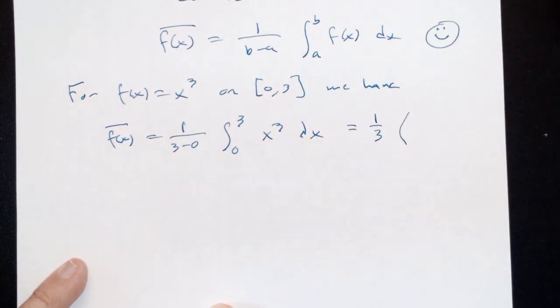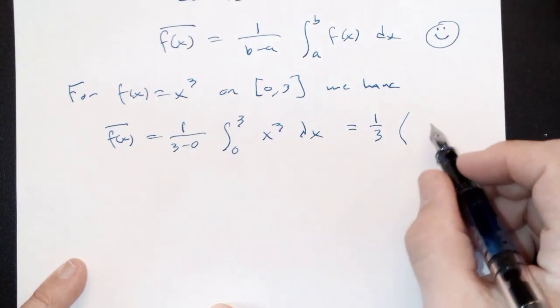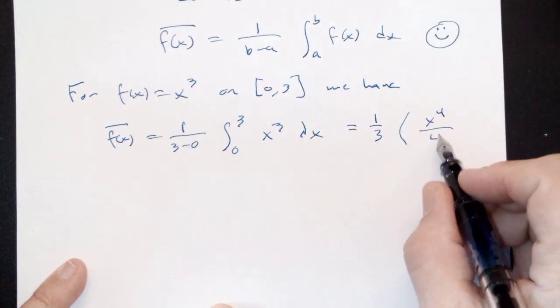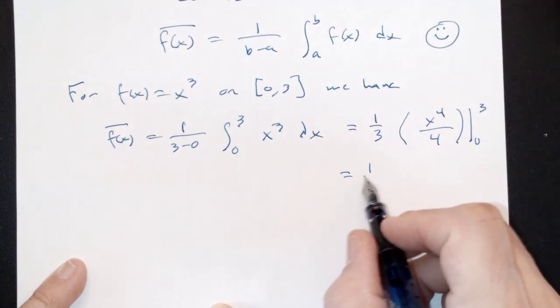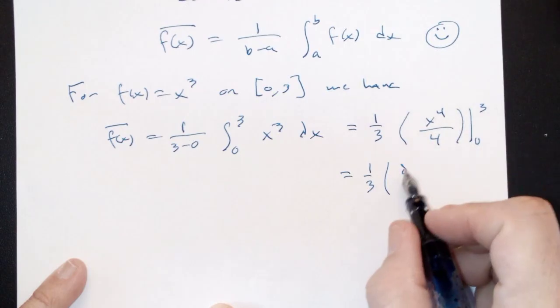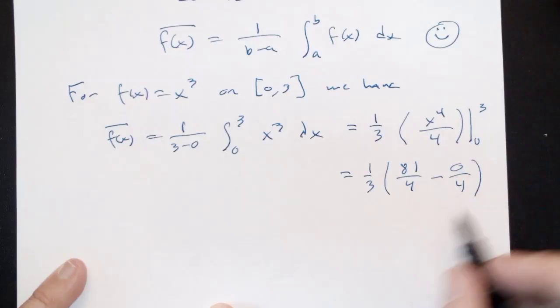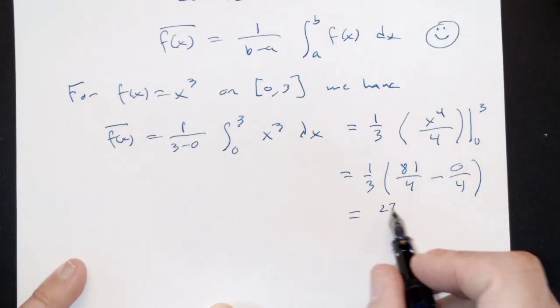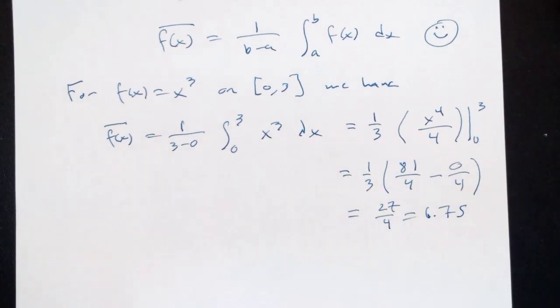What is the antiderivative of x cubed? I was going to say it is x cubed already. X to the fourth over 4, evaluated between 0 and 3. So I get 1/3 of 3 to the fourth over 4 minus 0 over 4. And I get 6.75.